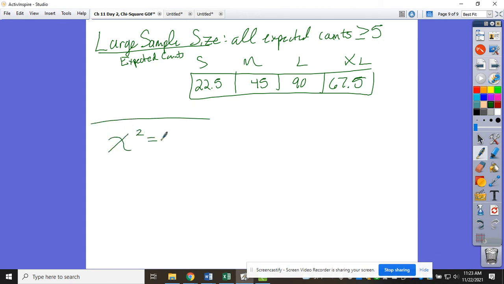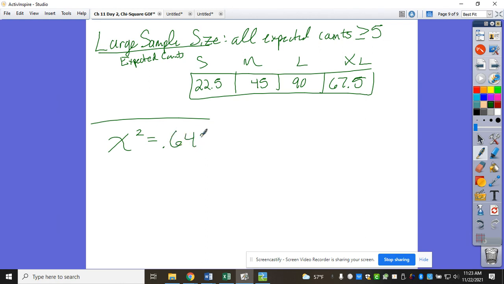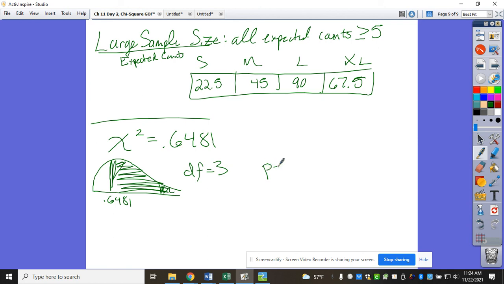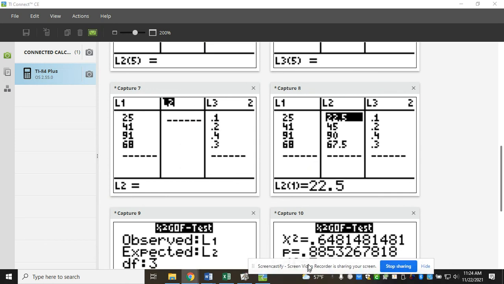My chi-square, I would need to show work, but I end up getting 0.6481. Which would really be like way over here. I don't care if you shade it different. My degrees of freedom was 3, and my p-value was 0.8853.